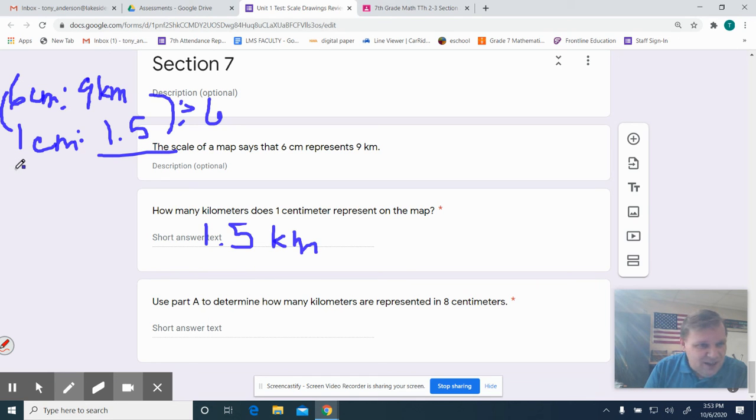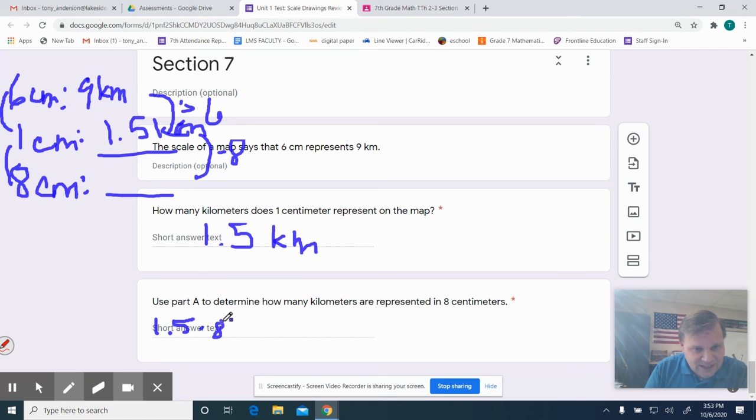Now, I want to know how many kilometers 8 centimeters would equal. So if I look at this relationship, 1 times what is 8? And that would be times 8. So if I do this times 8, I'm going to have 1.5 times 8. 1.5 times 8 gives me a total of 12 kilometers.